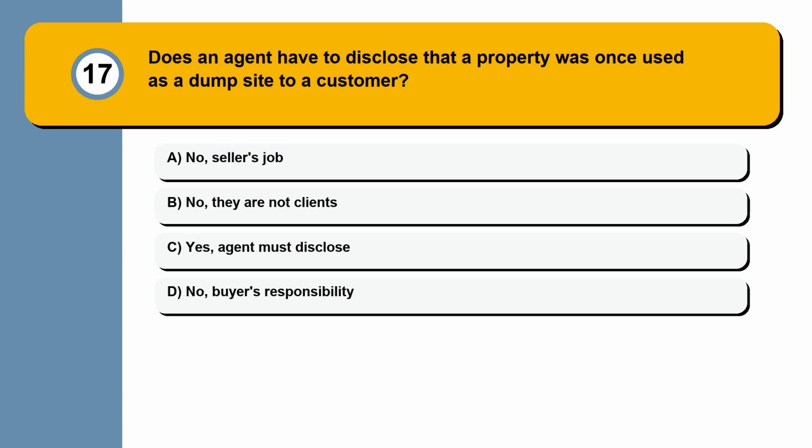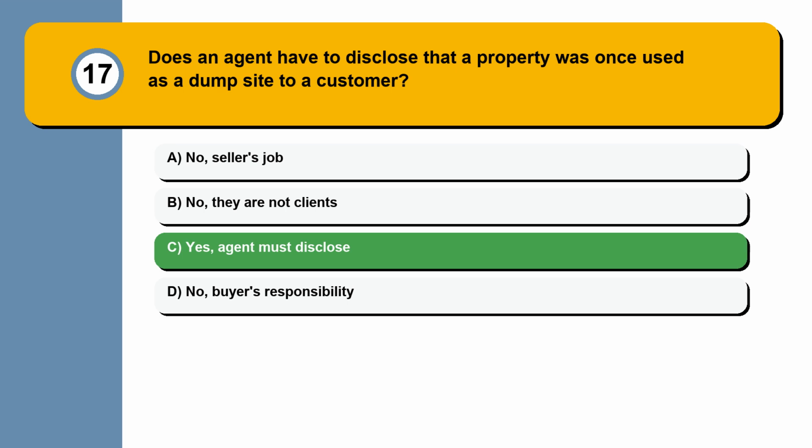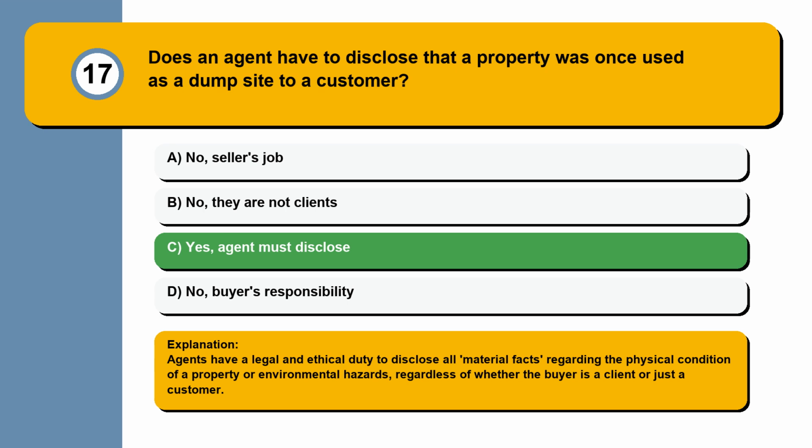Question 17. Does an agent have to disclose that a property was once used as a dump site to a customer? No, seller's job. No, they are not clients. Yes, agent must disclose. No, buyer's responsibility. Agents have a legal and ethical duty to disclose all material facts regarding the physical condition of a property or environmental hazards, regardless of whether the buyer is a client or just a customer.